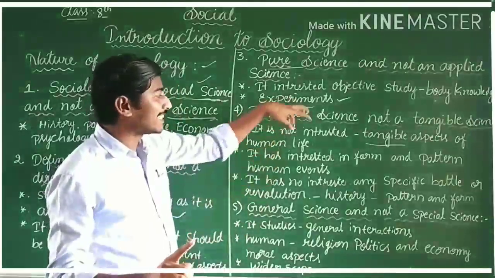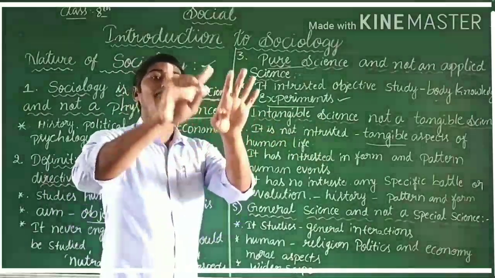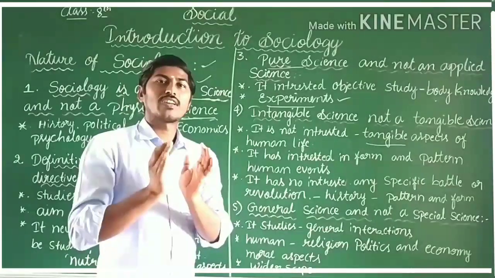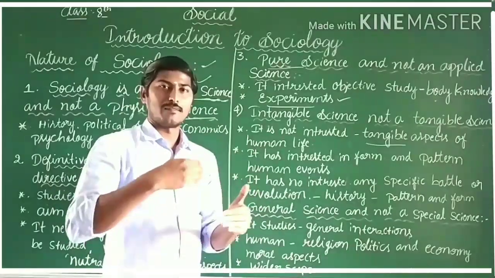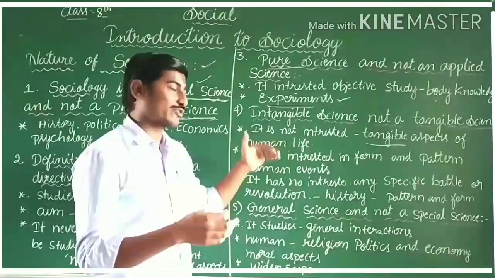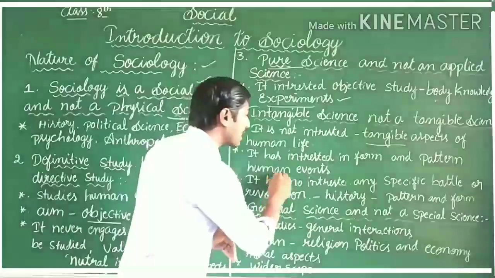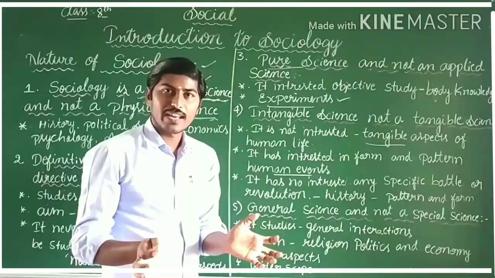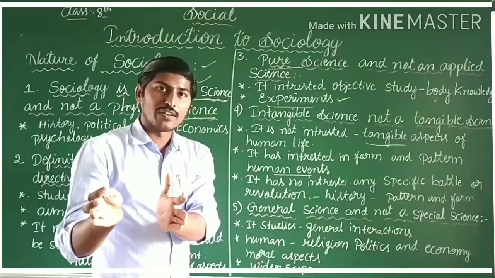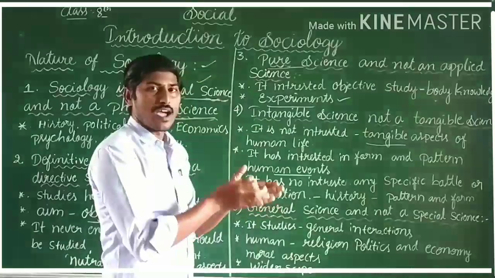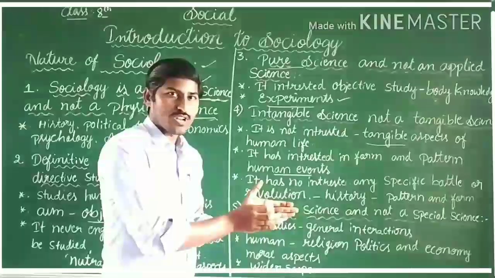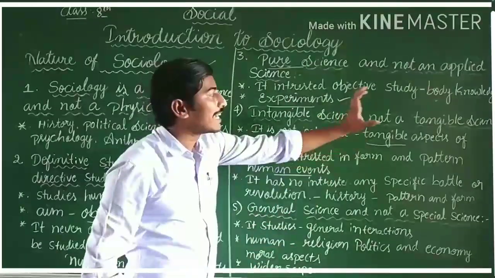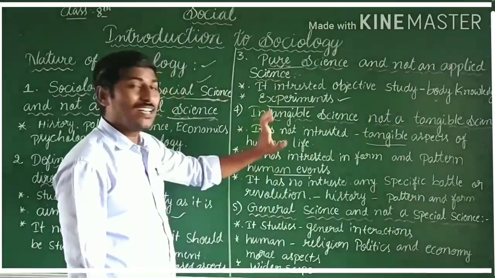Sociology is interested in the form and pattern of human events. In sociology, we can learn the forms or pattern-based study of human events. What human events are there? What human activities are there? Those human activities we can learn as a form, as a pattern in sociology. But sociology is not interested in the tangible aspects of human life.